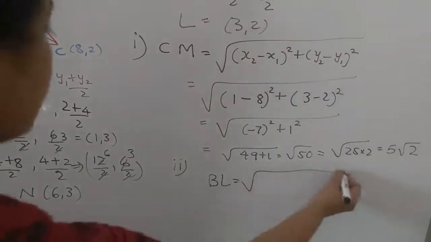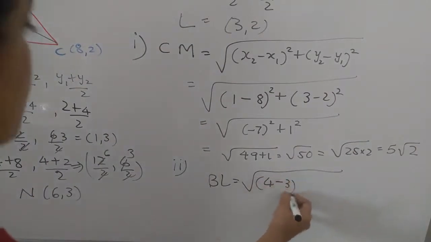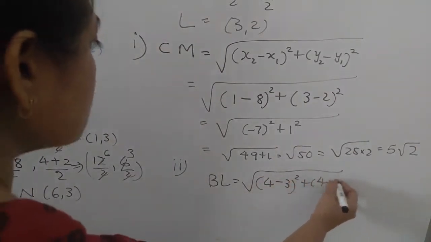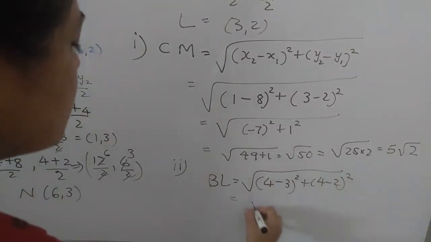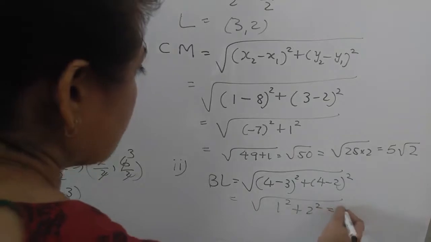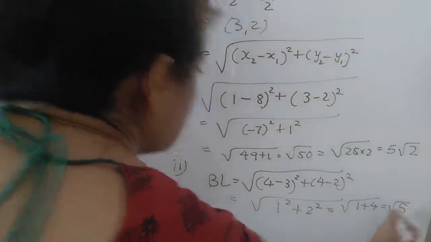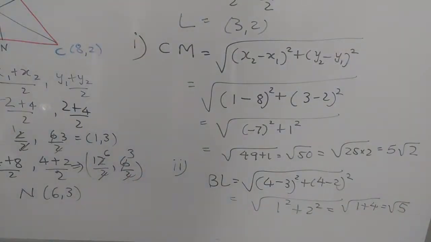Now directly applying the formula. B coordinates are 4, 4 and L coordinates are 3, 2. I get (4 minus 3) square plus (4 minus 2) square, which is 4 minus 3 is 1, plus 4 minus 2 is 2, squared. So here I get 1 plus 4, that is square root 5. So that is the second length we found, of BL.